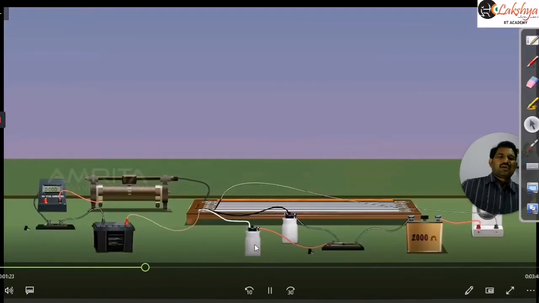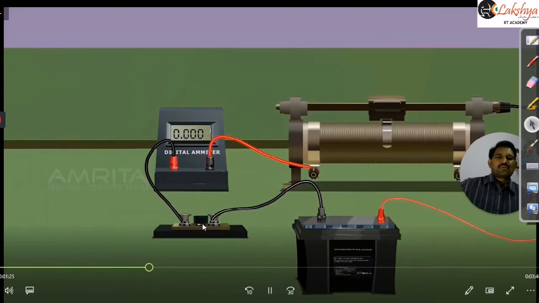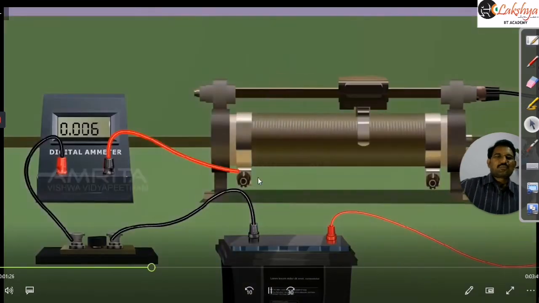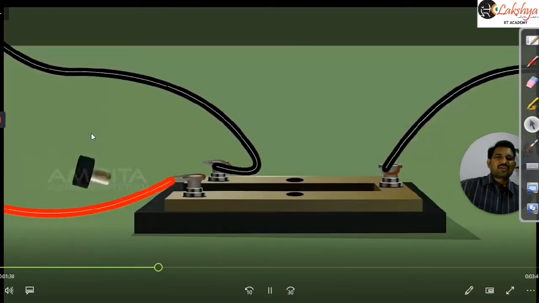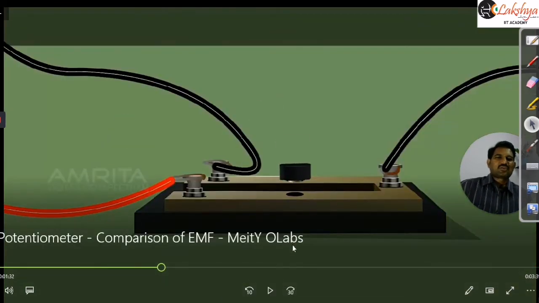Next we keep some plugs. We close the key in the primary circuit, and we adjust the rheostat so that we can put any desired value of resistance and desired current in that circuit. Then we are using the two-way plug key here. This is our two-way plug. If you close this, then this circuit will be closed, that means this cell will be included. If you are closing this, then this cell will be included here.